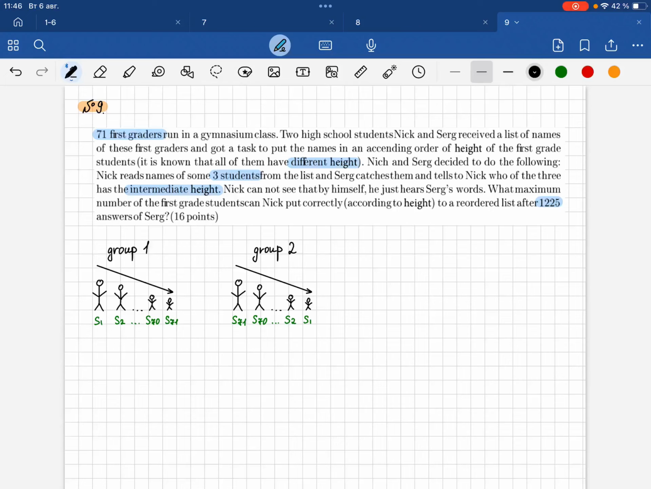The question is, what maximum number of the first grade students can Nick put correctly according to height to a reordered list after 1225 answers of Serg? To begin with, let's show that regardless of the number of questions, it is possible to reliably identify the position of no more than one student.